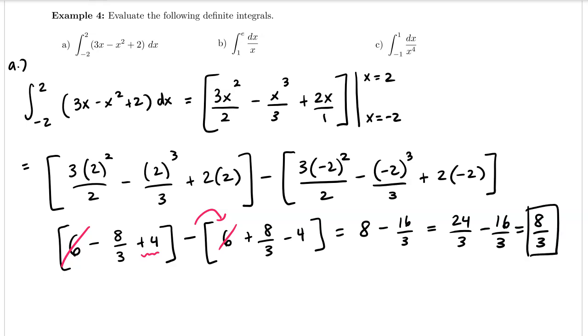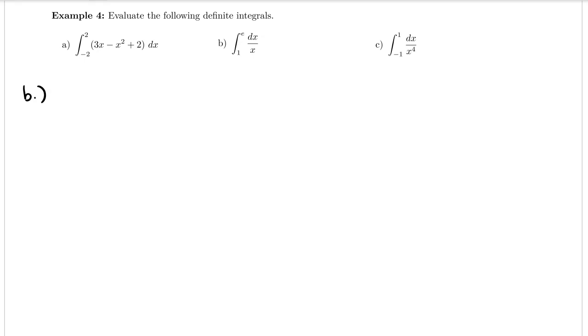And this was the answer that we found in the previous section when we did it using the definition of the definite integral. So it's nice that we have this shortcut to be able to solve this. All right, for part B, we have the definite integral from 1 to e of, that's the same thing as 1 over x dx. Do you remember from calculus 1 or differential calculus what the antiderivative of 1 over x is?